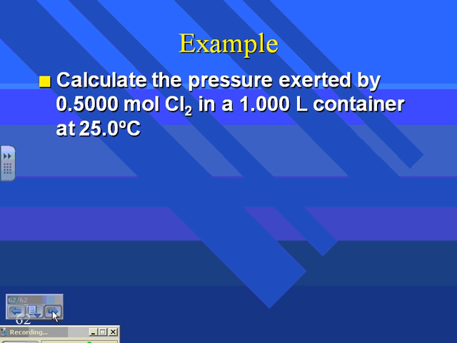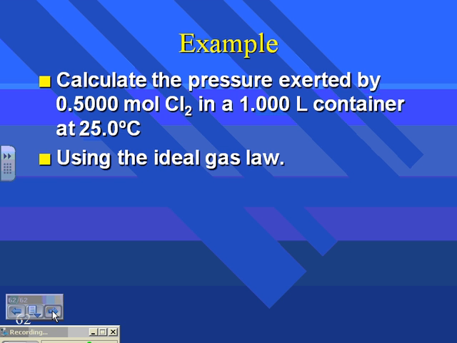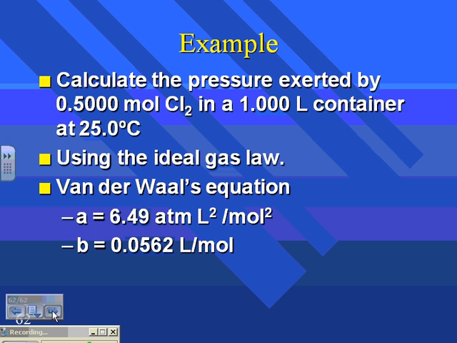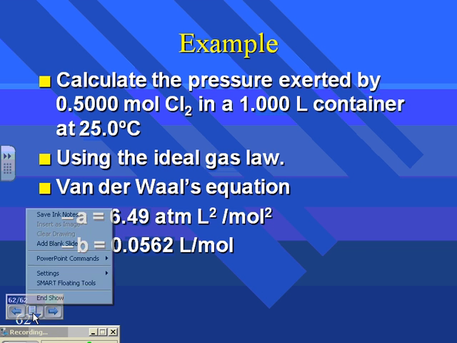So here's our example. You're going to calculate the pressure exerted by 0.5 moles of chlorine in a 1 liter container at 25 degrees Celsius using the ideal gas law. And then we're going to use the van der Waals equation, and they gave us A and B. So first, let's do the ideal gas law. I'm going to switch over, you can refer to your notes, but I'm going to switch over so we can do this example on a different slide.